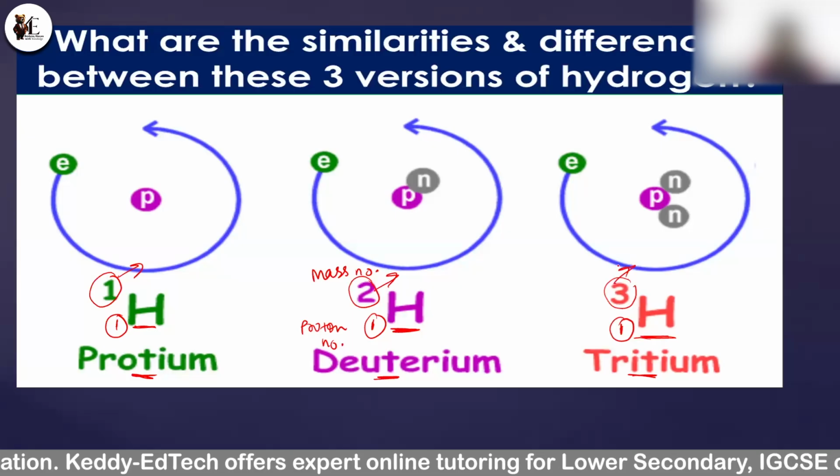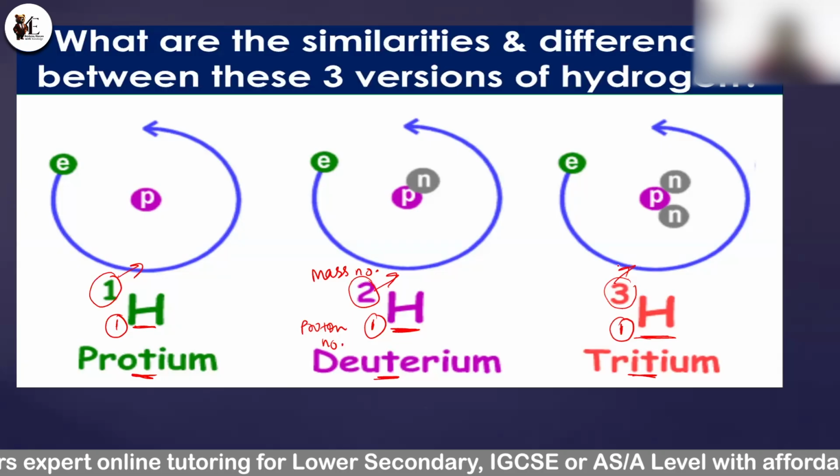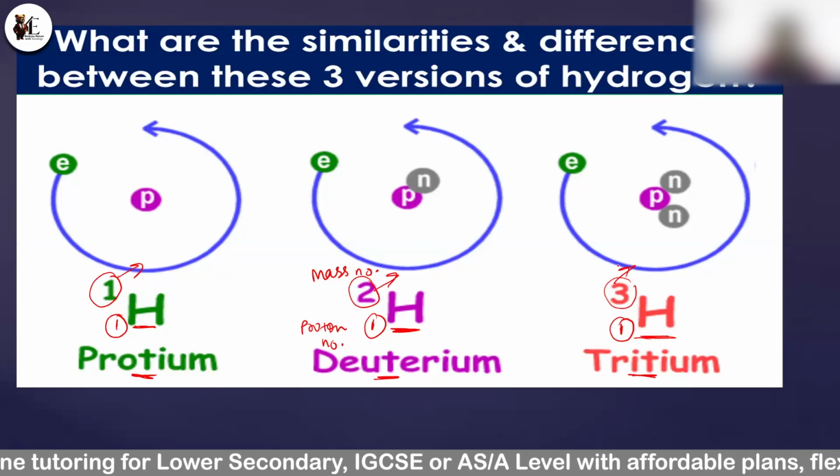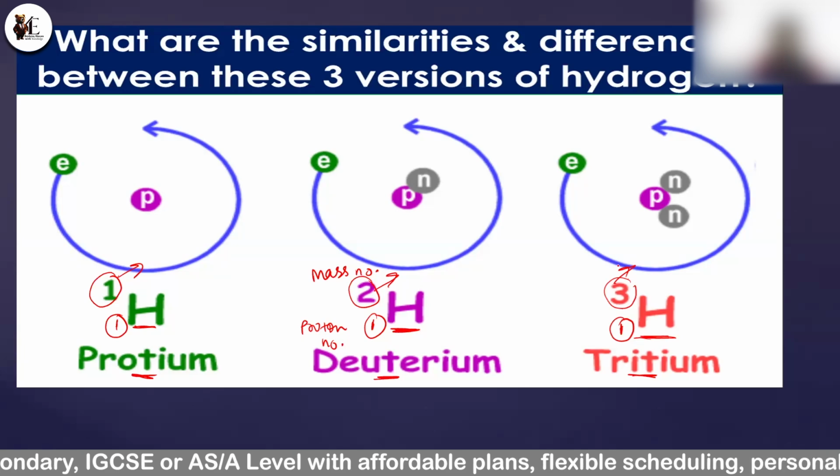These are the names of the different hydrogens. If its mass number is 1, it is called protium. If its mass number is 2, it is called deuterium. And if its mass number is 3, it is called tritium.